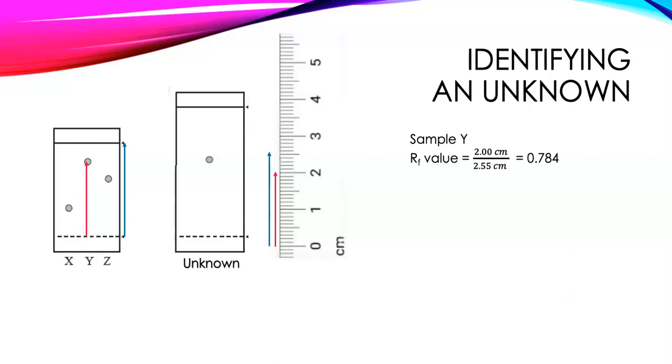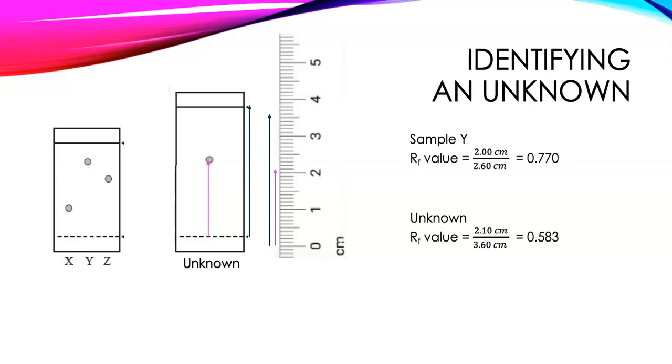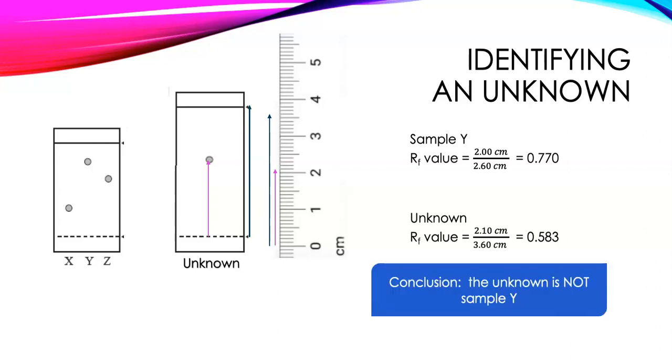Now we need to do this for the unknown. So for the unknown dye, measuring from the origin to about the middle of the sample, it was just over 2 centimeters. But the solvent front for the unknown really traveled quite a bit farther. So that was more like 3.60 centimeters. So when I measure and calculate the RF value for the unknown, I get an RF value of 0.583. 0.770 versus 0.583, they're not the same. And so I'm going to conclude from this that the unknown does not contain sample Y. It's some other component. I can go and try some other things, do some more measurements, but based on RF values, I don't think that they are the same.